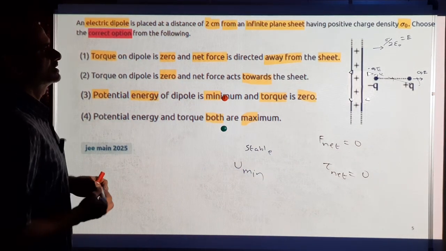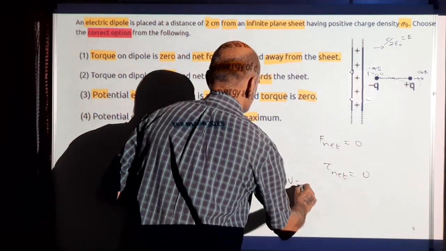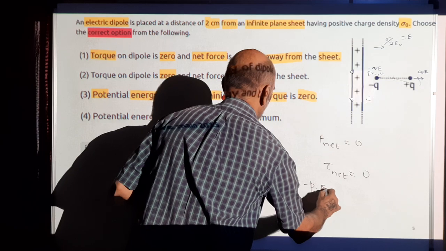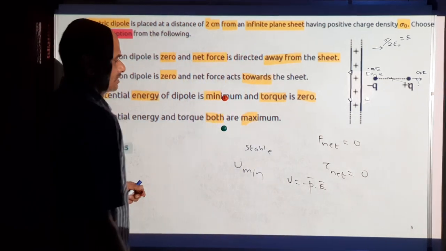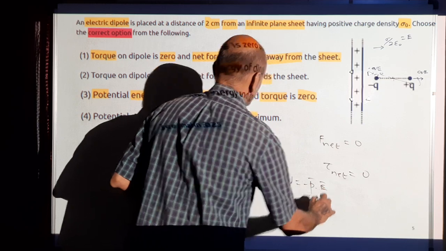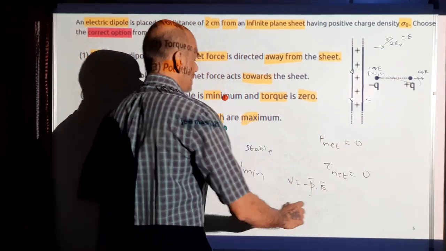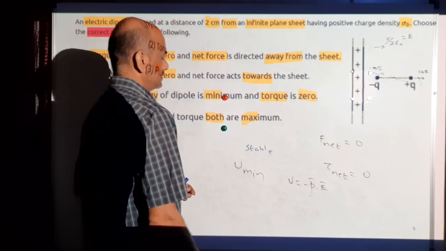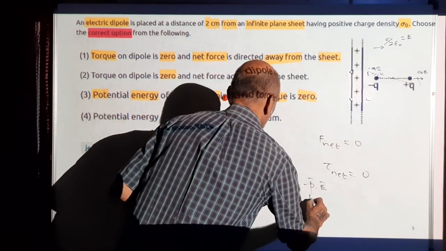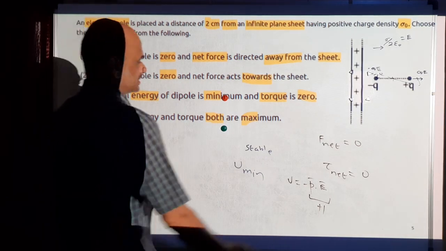Another way to figure out that the energy of the system is minimum is using the formula for the potential energy, which is minus P dot E. So this will have a cos theta variation. P is fixed, E is fixed. So cos theta will have a variation between minus 1 and plus 1. So when cos theta is plus 1, the potential will be minimum.